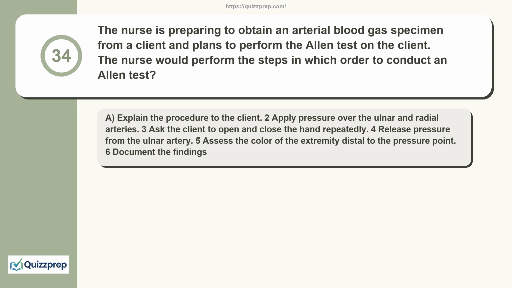Question 34. The nurse is preparing to obtain an arterial blood gas specimen from a client and plans to perform the Allen test on the client. The nurse would perform the steps in which order to conduct an Allen test. 1. Explain the procedure to the client. 2. Apply pressure over the ulnar and radial arteries. 3. Ask the client to open and close the hand repeatedly. 4. Release pressure from the ulnar artery. 5. Assess the color of the extremity distal to the pressure point. 6. Document the findings.